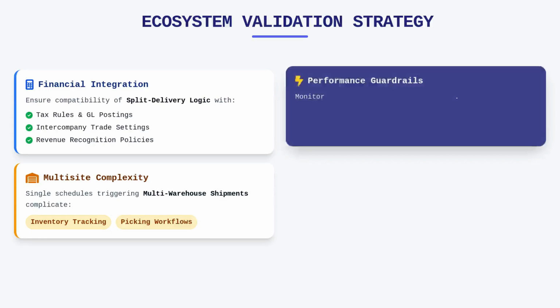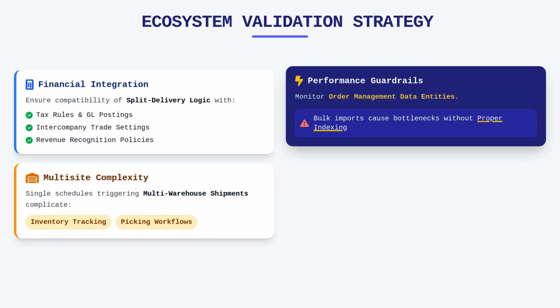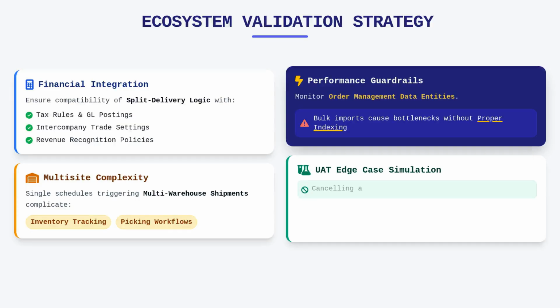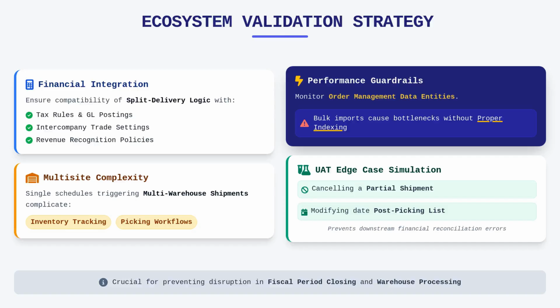Administrators should keep a close eye on the performance of the data entities associated with order management, as large-scale bulk imports can often cause bottlenecks if not properly indexed. When designing your user acceptance testing scripts, it is advisable to simulate edge cases, such as canceling a partial shipment or modifying a delivery date after a picking list has already been generated. These scenarios often reveal weaknesses in workflow condition logic or manual data entry errors that could disrupt downstream warehouse processing or financial reconciliation at the end of a fiscal period.